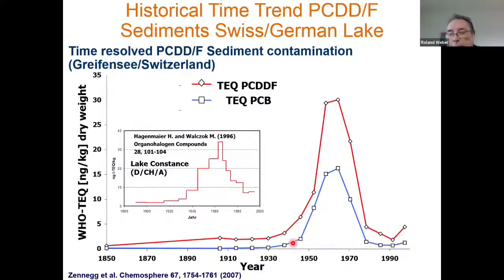And what you see in this sediment here for Switzerland, here for Germany, but the same in Tokyo Bay, you see that the dioxins in red, they increased here in the 1940s, 1950s, 1960s, very strong. And already in the beginning of the 1970s, the levels in the sediments are decreasing.